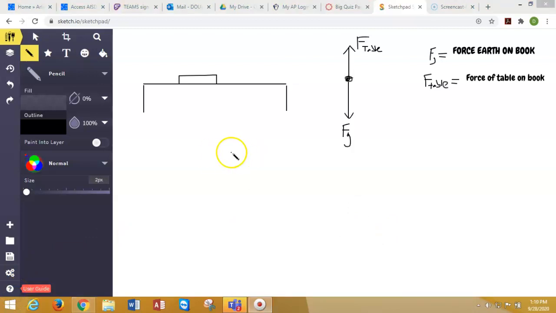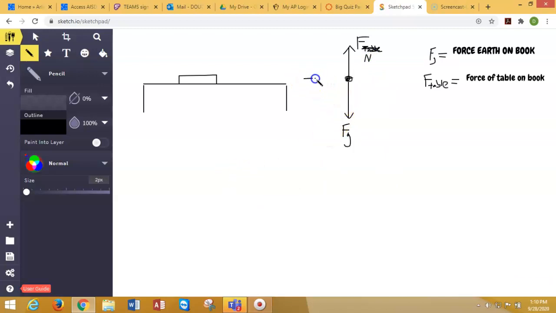I've already had you guys look at notes and watch videos on this, but I want to talk about this upward force right here. The force of the table pushing up on the book. This has a name. It's really not force table. It's called normal force, force normal. And the word normal means perpendicular to.